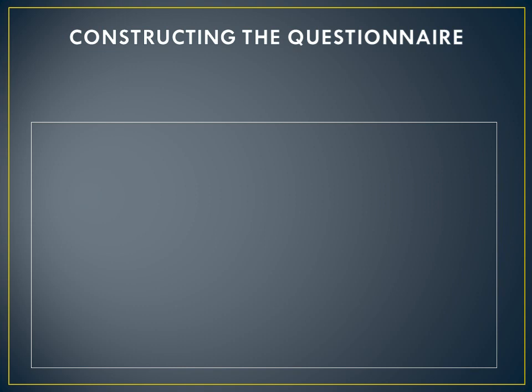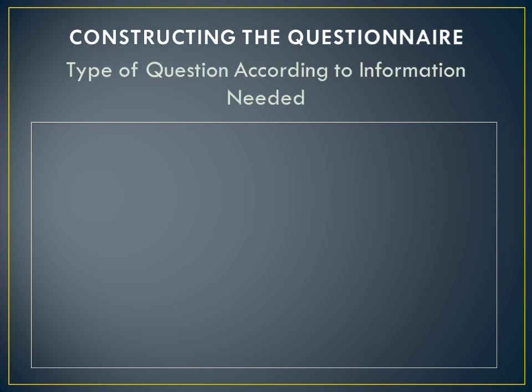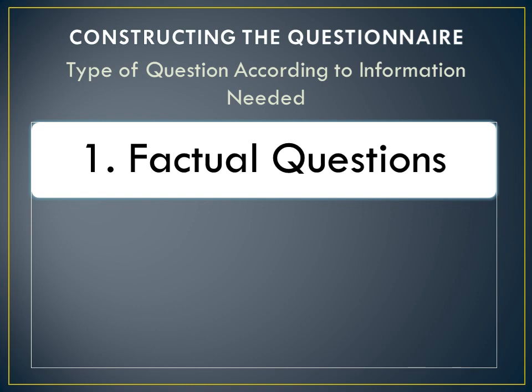Constructing the questionnaire. Proper construction of the questionnaire is essential to its success. In general, the researcher must consider his or her information needs and the characteristics of the participants. Type of question according to information needed. In selecting or writing specific types of questions, the researcher must first consider what kind of data he or she needs. First, factual questions. Questions used to ascertain such things as the respondents' age, gender, and so on.